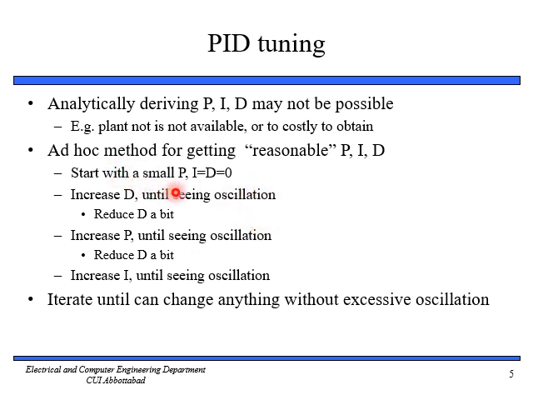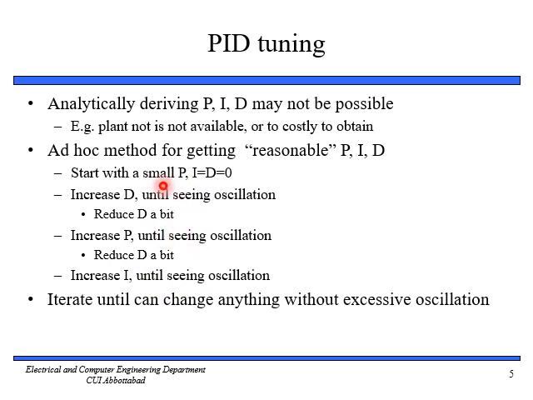So start with small values of PID, for example, let's say 0. Increase D until you see oscillation. Then when you see oscillation, reduce D a bit. Increase P until you see oscillation, then reduce D a bit. Increase I until you see oscillation. Iterate until you can change the output without excessive oscillation. So keep on repeating this process as long as you can change the output without any excessive oscillation.